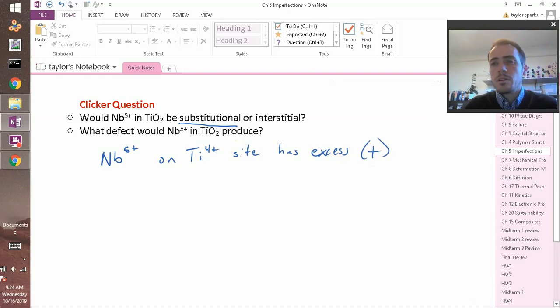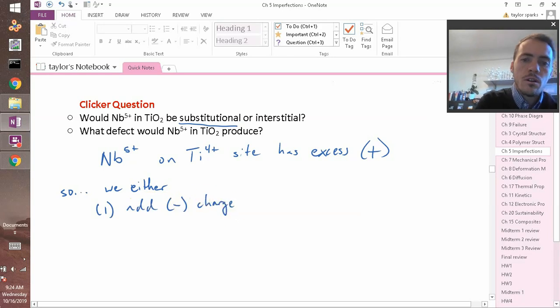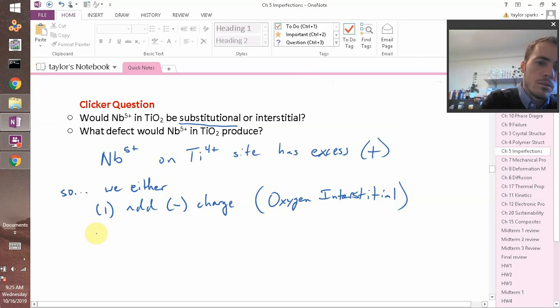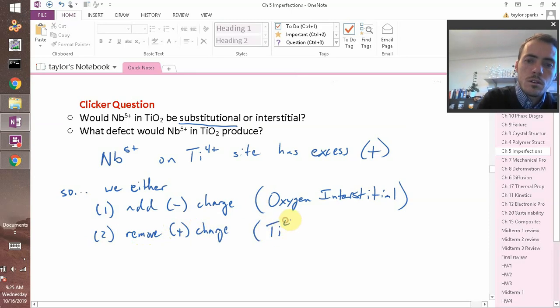So to fix that, we have two options when it comes to defects. We can add negative charge. The way that we would accomplish this is with something like an oxygen interstitial. Or the other option is to remove positive. And the way that we're going to remove positive is by forming additional vacancies in the structure on the titanium sites, right? Ti 4+ vacancies. Okay, those are our two options.